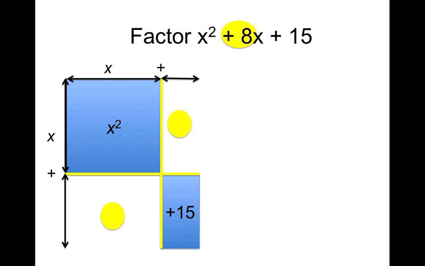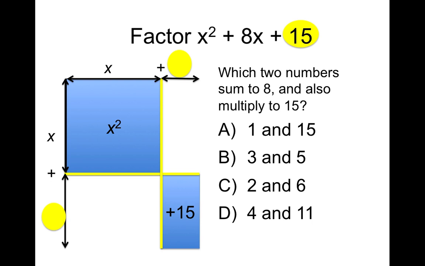These two areas will have to consist of terms that add up to 8x. So we need to find two numbers that add up to 8. It could be 1 and 7, it could be 2 and 6, etc. Two numbers that add up to 8. But notice that these two numbers also will need to multiply to make a 15, because that 15 in the lower right corner is going to come from multiplying these two numbers together. So we need to find two numbers that sum to 8, but also these two numbers have to multiply to make 15. When you think you've found them, make your choice.